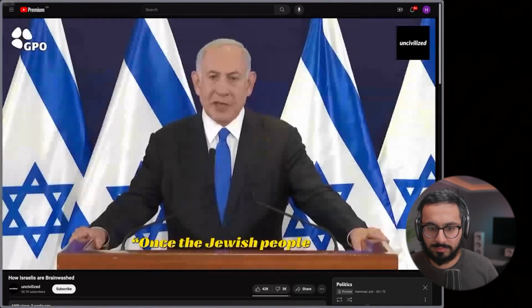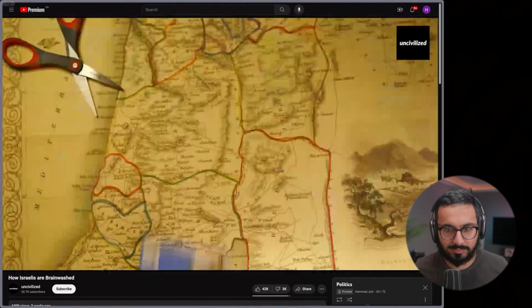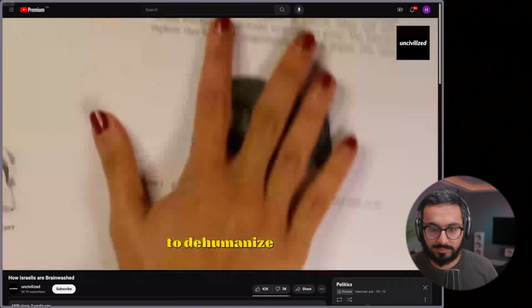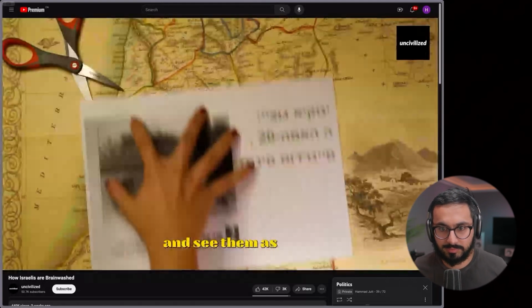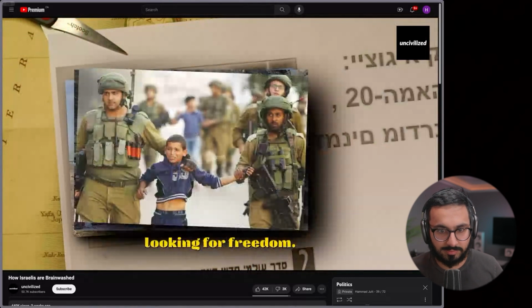Once the Jewish people were defenseless, no longer. So why does this matter? Israelis spend 12 years in this education system, teaching them to dehumanize Palestinians and see them as people looking to eliminate Jews, not an oppressed, colonized people looking for freedom.